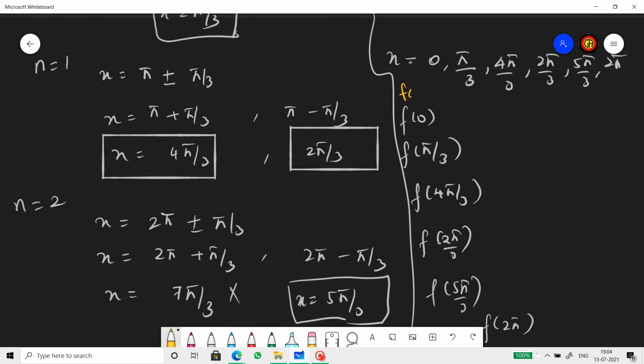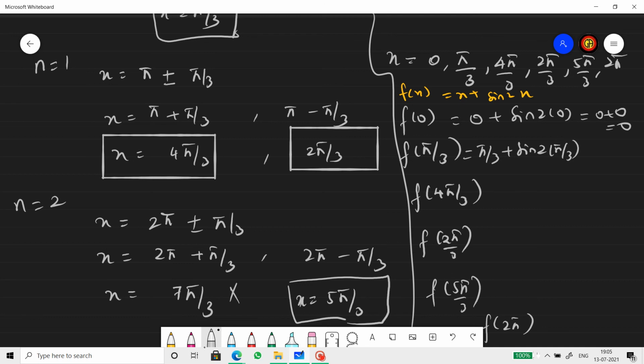f of x is equal to x plus sine 2x. So when it is 0, it is 0 plus sine 2 into 0. That means 0 plus 0, 0. Next one, pi by 3. So pi by 3 plus sine 2 times pi by 3.